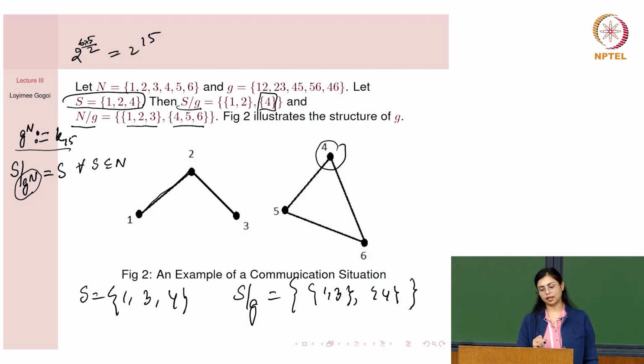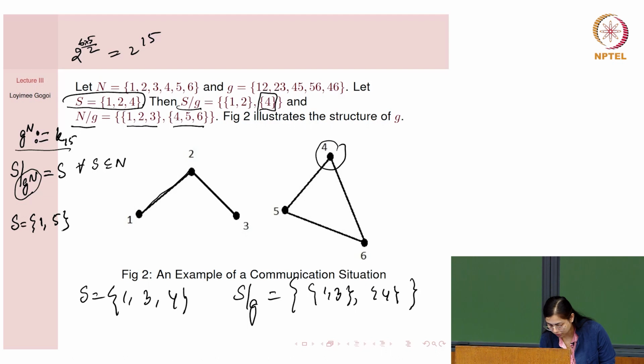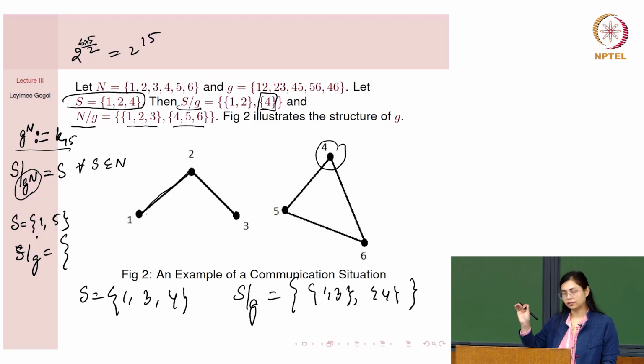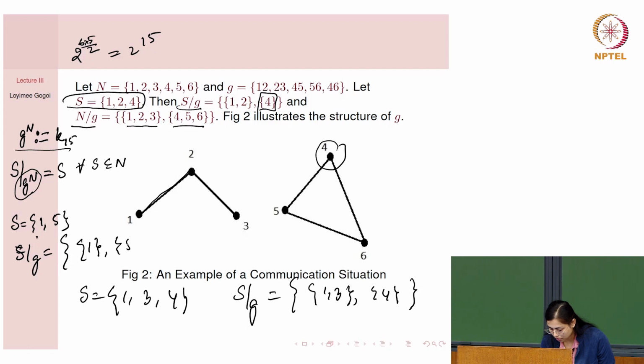If I consider any coalition, say 1 and 5, they belong to different components. So it will be 1 and 5.